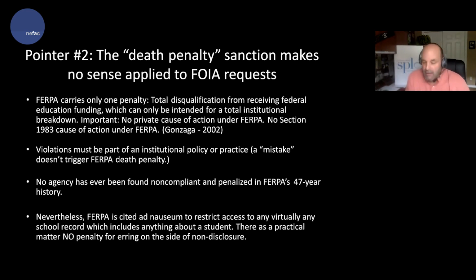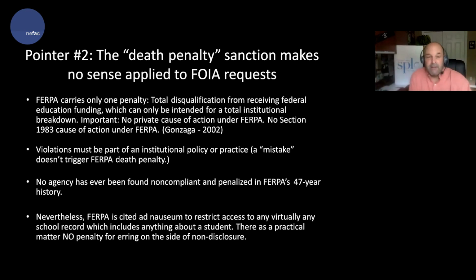The other thing is that FERPA is regularly used to deny FOIA requests, open records requests. The problem with that is that the downside for releasing a record that truly is covered by FERPA is basically the nuclear option. There is only one penalty for violation of FERPA, and that is the total disqualification, the elimination of all federal education funding. So we're talking about grants and things like that. We're also talking about the eligibility for student loans, student financial aid, things like that. So it's a huge penalty that would be invoked.